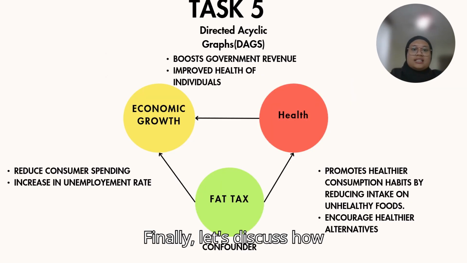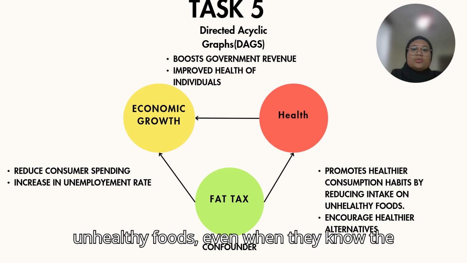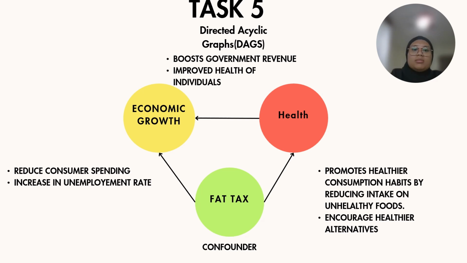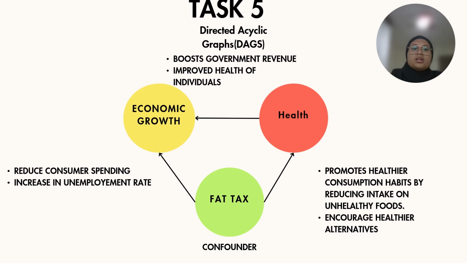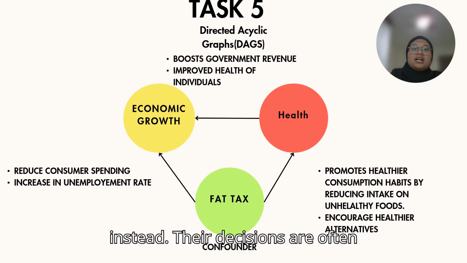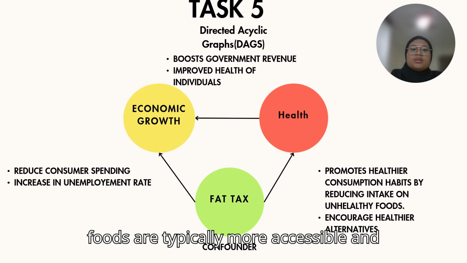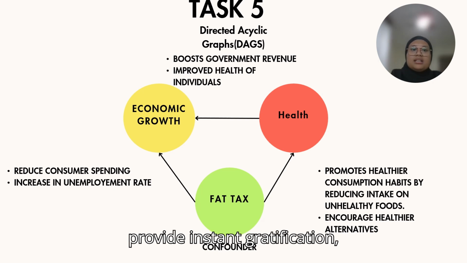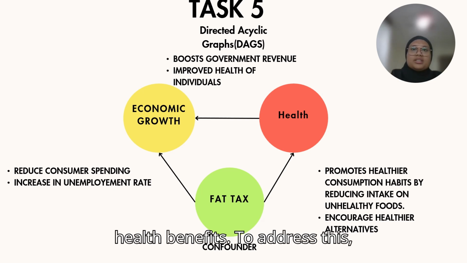Finally, let's discuss how behavioral economics helps us understand why people choose unhealthy foods, even when they know the healthier option is better. Behavioral economics suggests that people don't always act rationally. Instead, their decisions are often influenced by convenience, habits, and immediate rewards. Unhealthy foods are typically more accessible and provide instant gratification, making them more appealing than long-term health benefits.